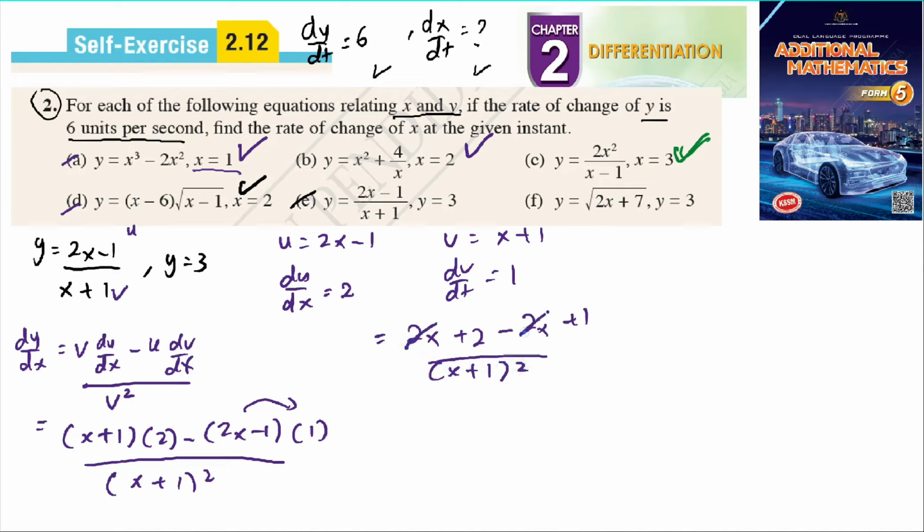So 2x and 2x can be cancelled out. 2 plus 1 is 3, 3 over x plus 1 squared. So this one is the equation of dy over dx. So here, we can see that y is equal to 3. We need the value of x.